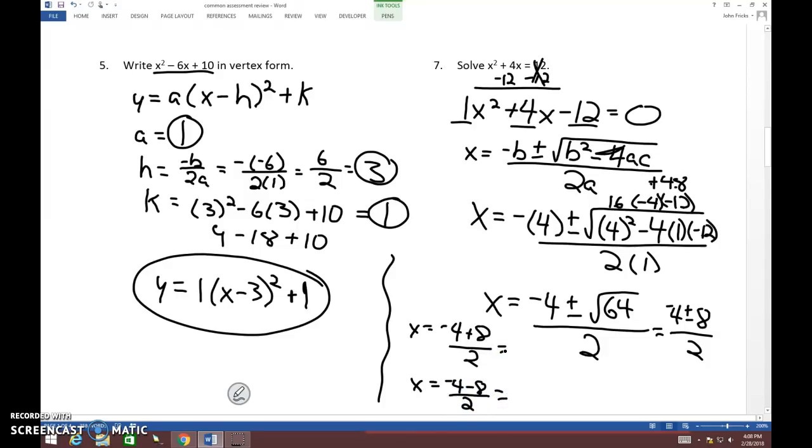So negative 4 plus 8 is going to give me 4. 4 divided by 2 is 2. So there's one of my solutions. And on the other one, negative 4 minus 8 is negative 12. Negative 12 divided by 2 is negative 6.